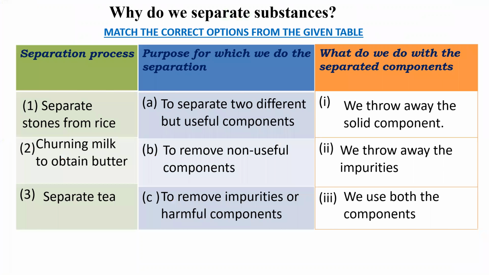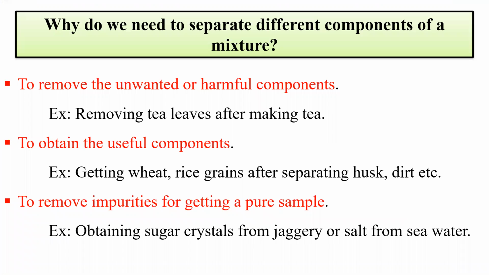So next thing, why do we need to separate different components of a mixture? Mainly, we separate the different components of a mixture to remove the unwanted or harmful components. We discussed this by removing tea leaves after making tea. Second, to obtain the useful components.